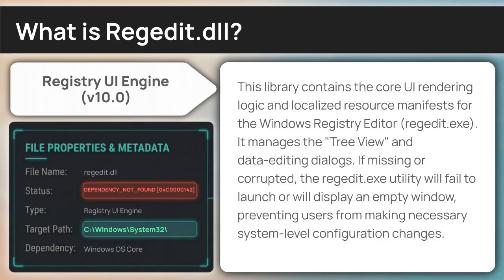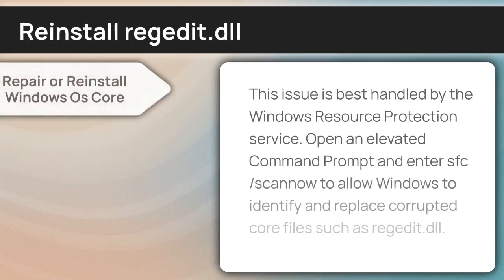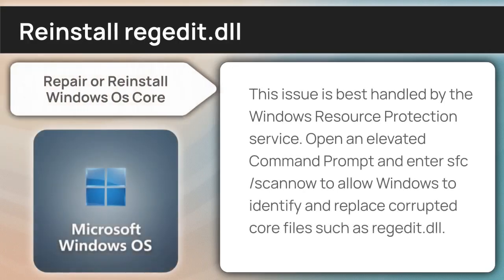Since we've identified what's missing, let's try the official recovery method. This issue is best handled by the Windows Resource Protection Service. Open an elevated command prompt and enter sfc /scannow to allow Windows to identify and replace corrupted core files, such as Registry Editor Library DLL.